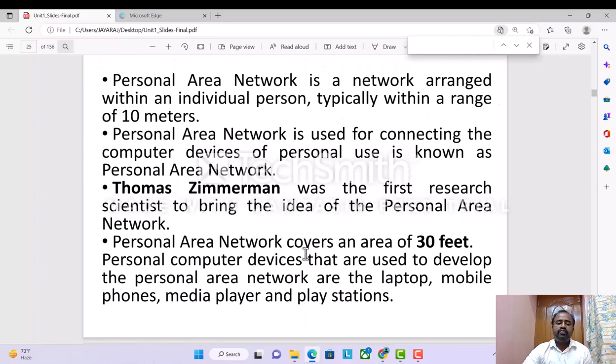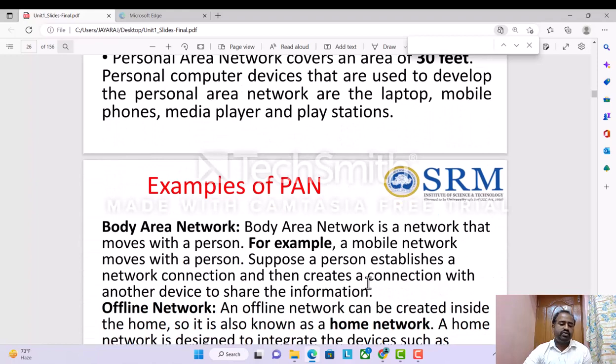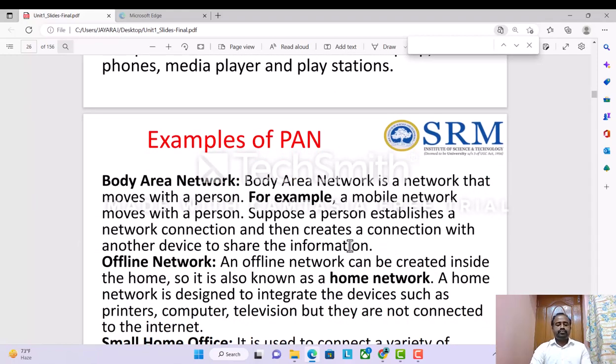It covers an area of 30 feet, which means we can take an entire house. These devices have to be within that particular area network. It can be any electronic device: laptop, mobile, tab, media player, or PlayStation, whatever it may be. See the examples. In a personal area network, a mobile network moves with the person. When a person moves with his mobile phone, the network will cover it. Suppose that person establishes a network connection, then that connection to another device will share the information. So that connection will be moving. That is why we have mentioned 10 to 30 feet.